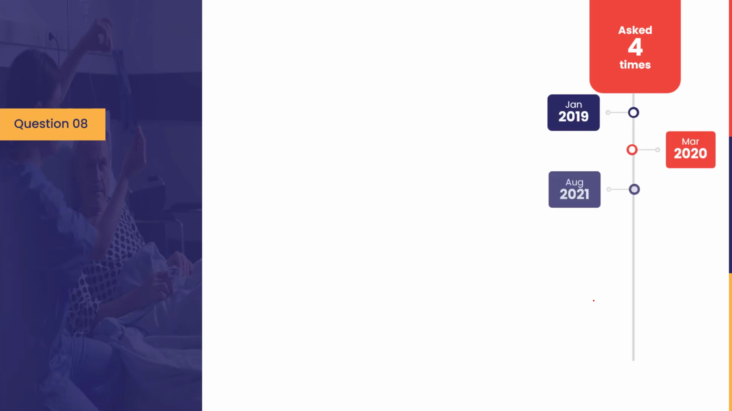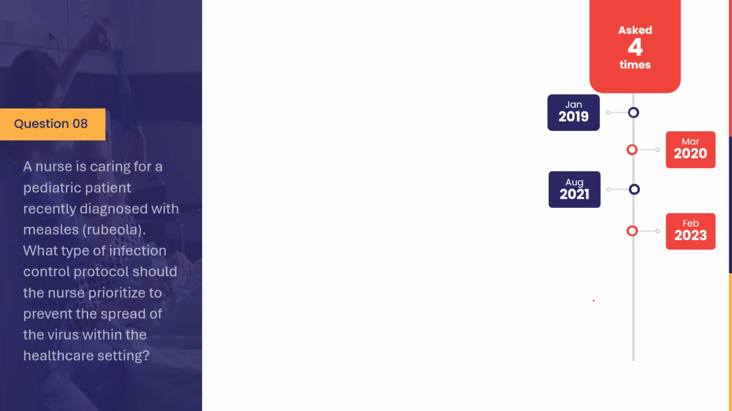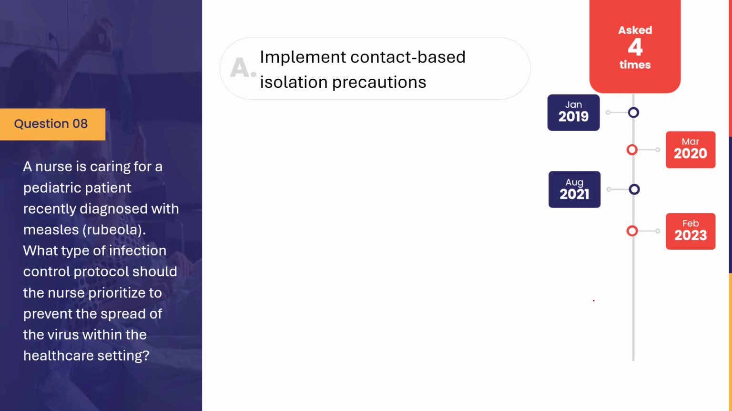This infection control protocol question has been asked 4 times in the last 5 years and is critical for ensuring safety in healthcare settings. A nurse is caring for a pediatric patient recently diagnosed with measles, rubeola. What type of infection control protocol should the nurse prioritize to prevent the spread of the virus within the healthcare setting? A. Implement contact-based isolation precautions.